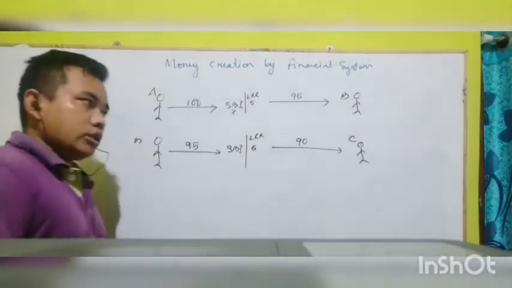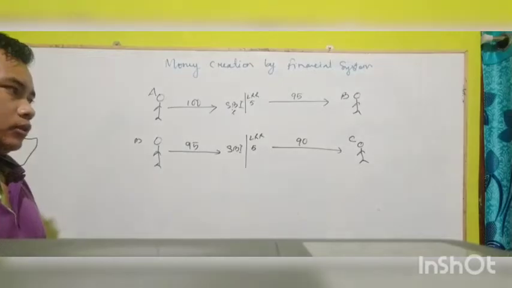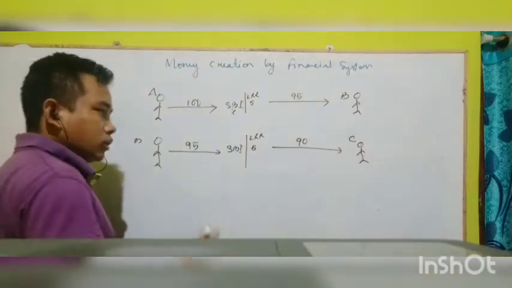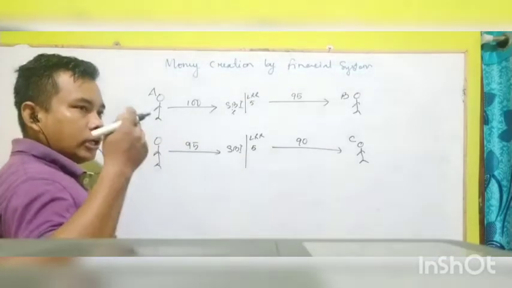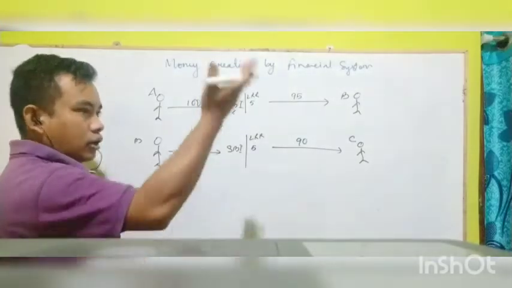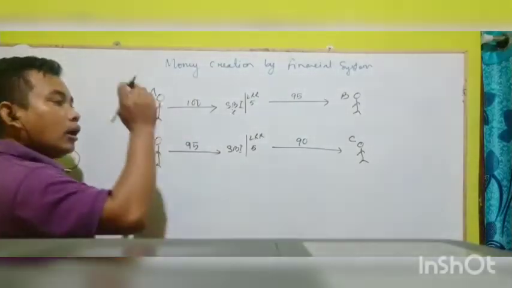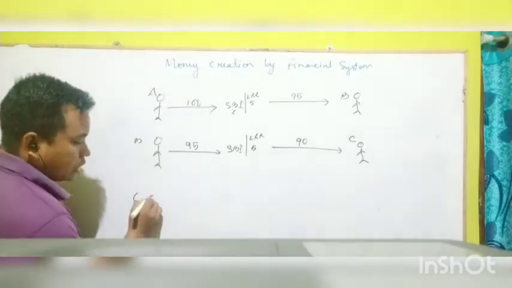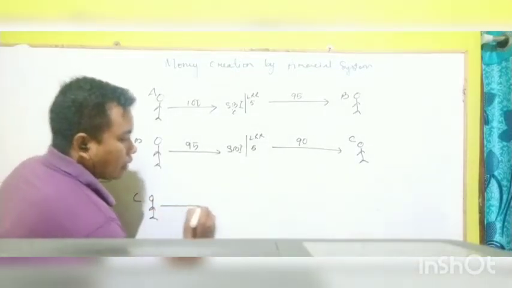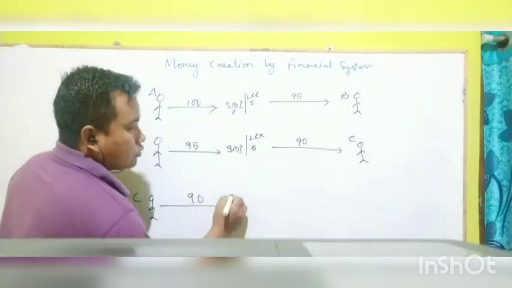Mr. C. Mr. C gets that money and does whatever business he will do with it. Later on, this Mr. C will have to pay back that money, 90 rupees, to the SBI.